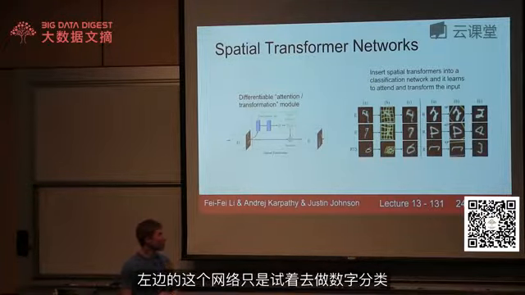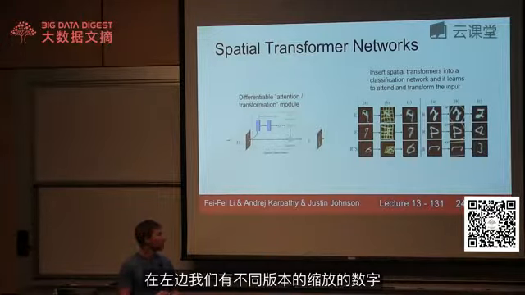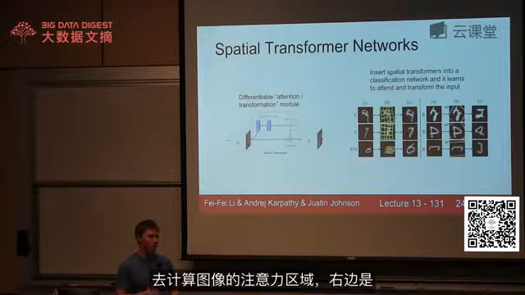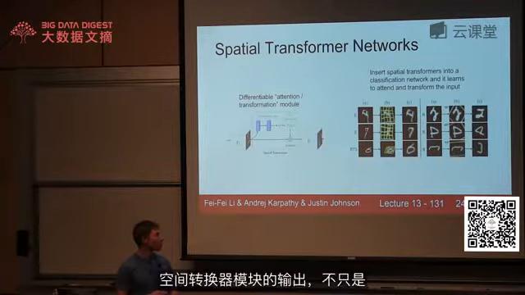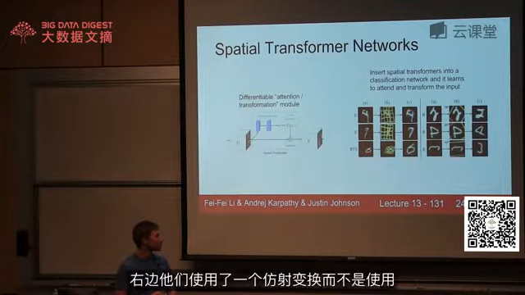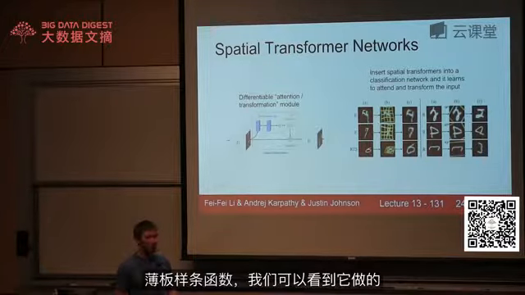So here the network is just trying to classify these digits that are warped. On the left, we have different versions of warped digits. The middle column shows these different thin plate splines that it's using to attend to a part of the image. And then on the right, it shows the output of the spatial transformer module, which has not only attended to that region, but also unwarped it, corresponding to those splines. And the last one is using an affine transform, not these thin plate splines.